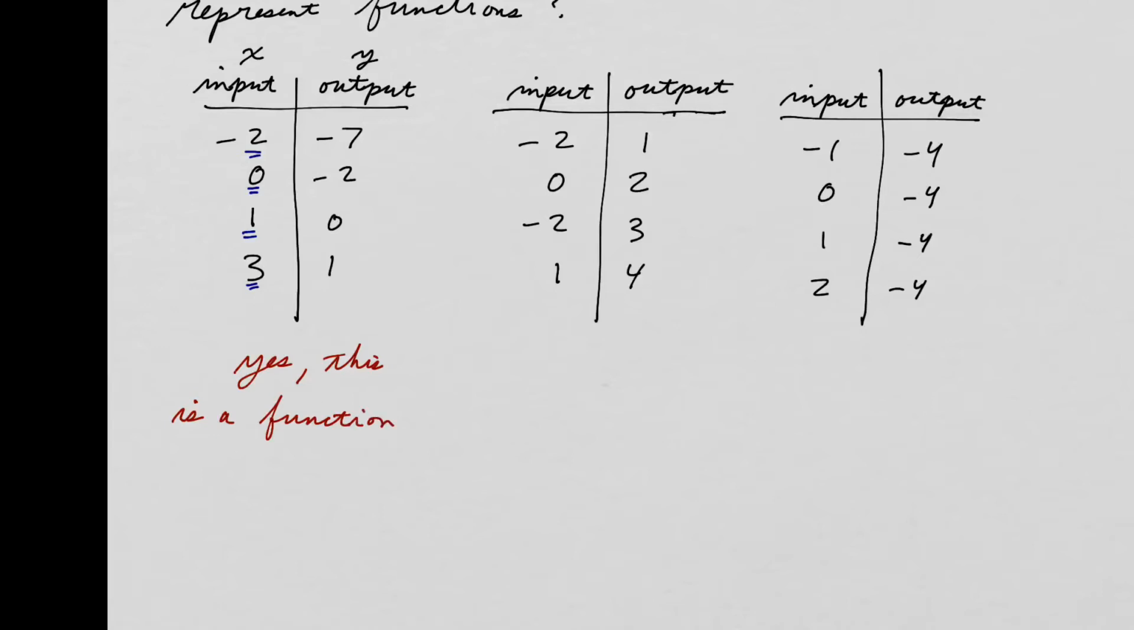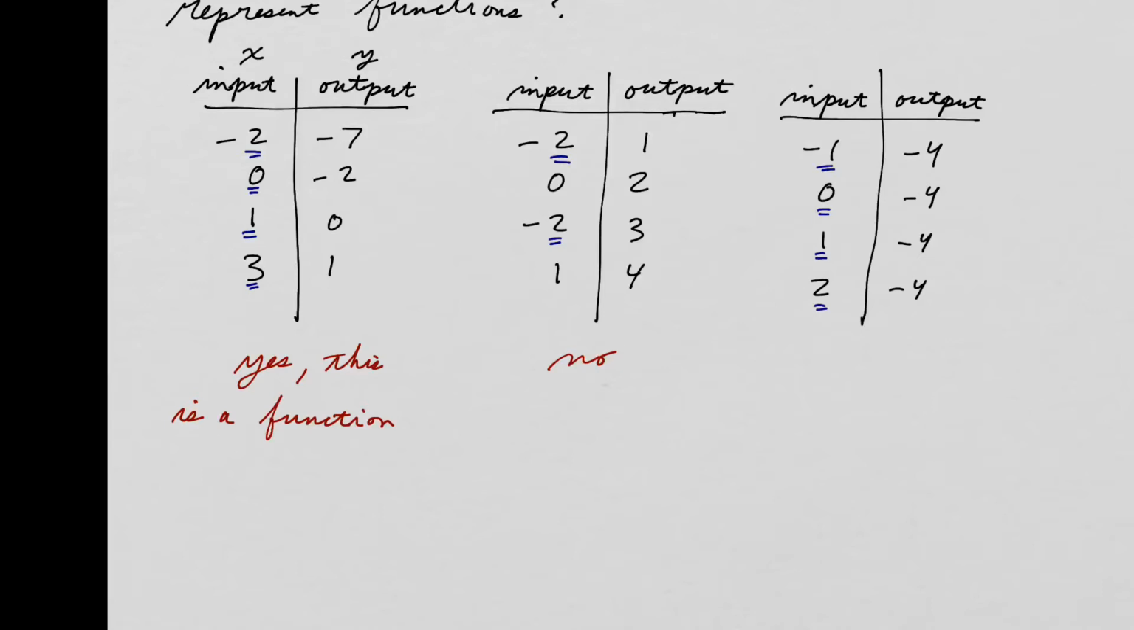Okay, what about the second table? Well, if you look, see how the -2 repeats? So if the input is -2, the output could be 1 or 3. Remember, in order for it to be a function, it can only have one output for each particular input. So this one is definitely not a function. So this is no.